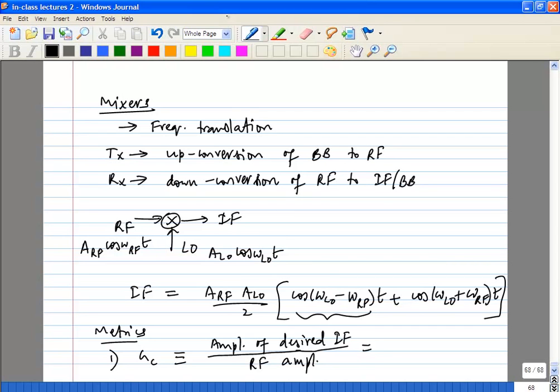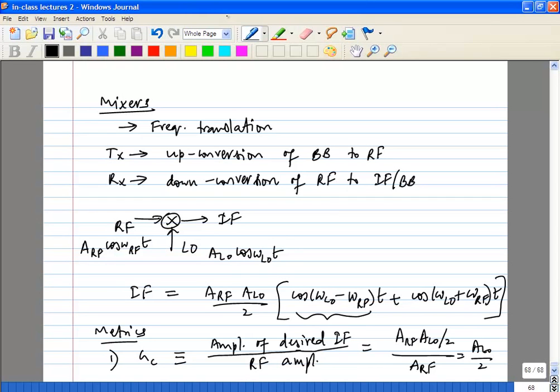In this case, what is it? It's A_LO A_RF by 2, which is the amplitude of the output, over A_RF, which gives A_LO by 2 in this case, because we are considering a very simple multiplier mixer. Depending on the mixer configuration, the conversion gain will change. You will find that there are cases when the conversion gain can be less than 1, and that's perfectly acceptable.